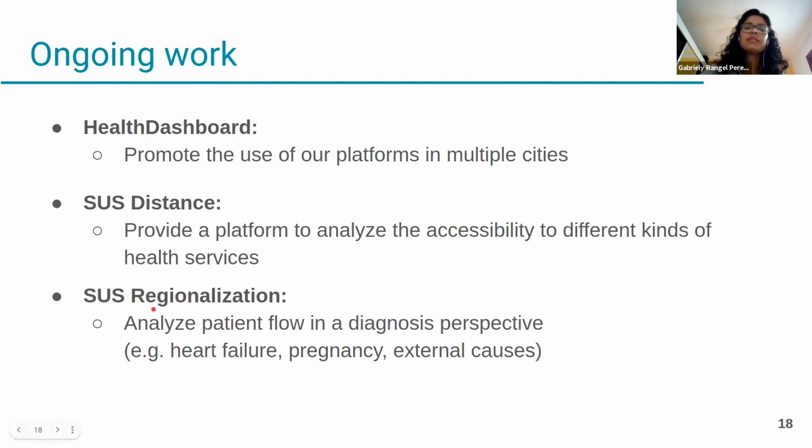For the SUS regionalization, we are working to analyze the patient flow from a diagnosis perspective. Right now, we're looking at the entire hospitalization data set. We do not restrict the diagnosis, but we can also do this to analyze the efficiency of the health regions from this different perspective for different diseases or diagnoses, such as heart failure, pregnancy, or external causes, for example.